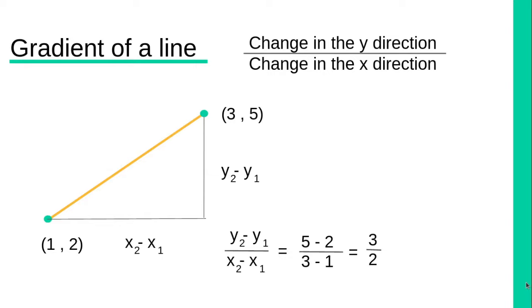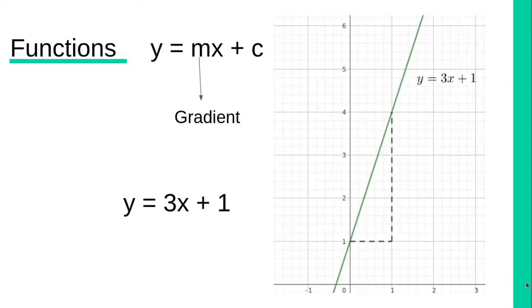And this is very useful, knowing the gradient of a line, to study functions, linear functions. These are functions of the form y equals m times x plus c, where m is the gradient. So, for example, if we draw the plot of y equals 3x plus 1, 3 would be the gradient. And if we look at the plot, we see that the change in the y-axis is 3 when the change in the x-axis is 1. So 3 divided by 1 is 3, and that is why the gradient is 3.